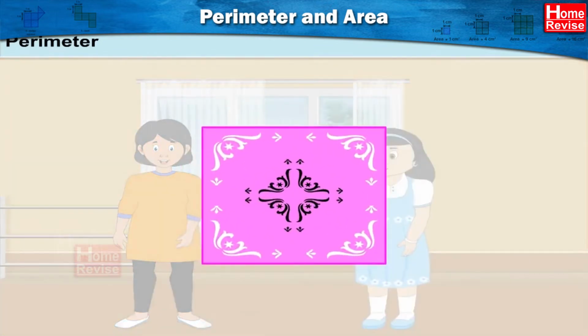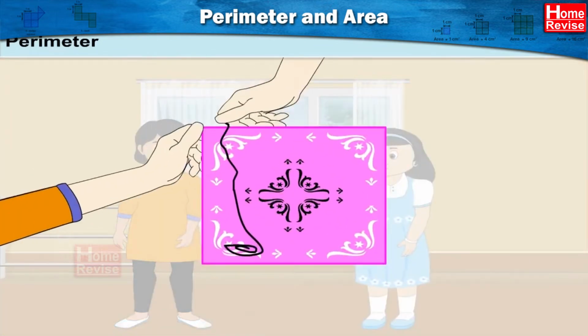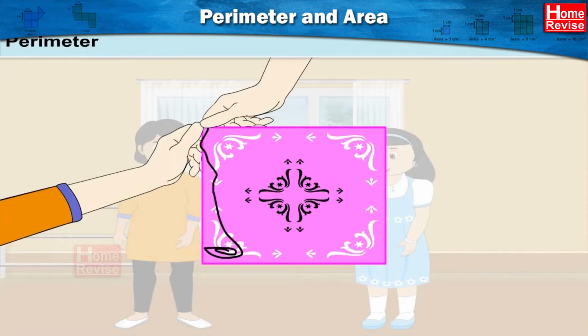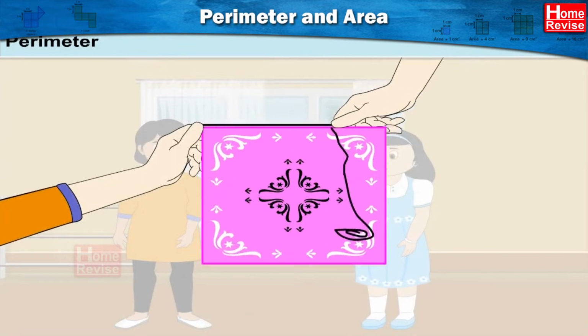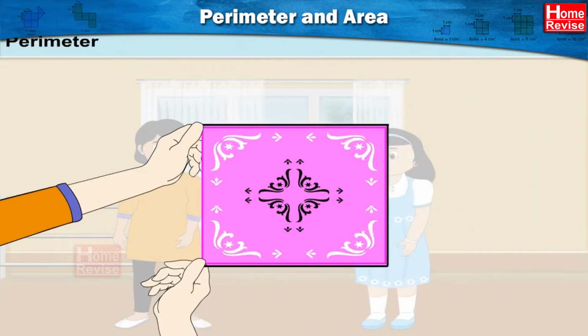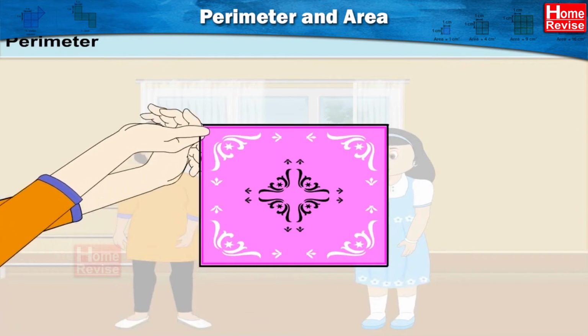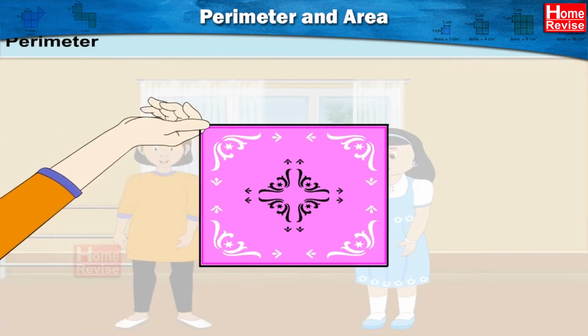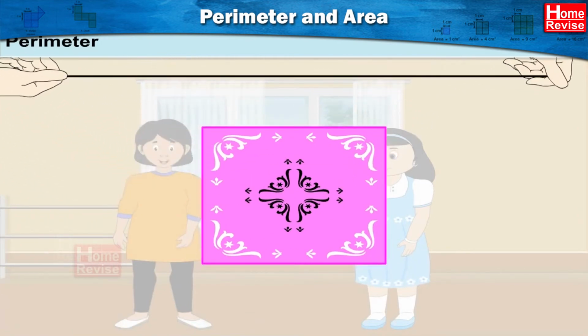Okay, let us take a spool of thread. Hold one end of the thread at one corner of the handkerchief. Then slowly unwind the thread along all four of its sides until you reach the first corner. Cut it there. You will know how much lace you need by the length of the thread you have cut off.